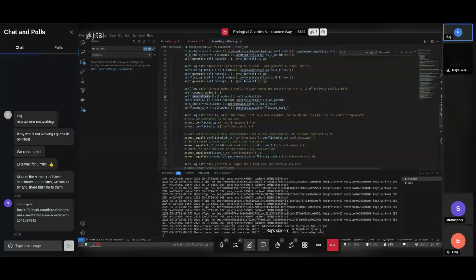And when node 0 and node 1 got reconnected and sync blocks was called, then node 1 will basically reorg node 0. Makes sense? Because node 1's blockchain was larger than node 0's. Node 0's last 2 blocks will get deleted and node 1's 8 blocks will get into node 0, right?